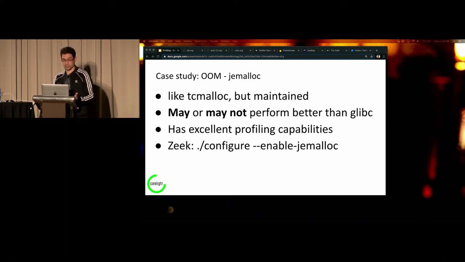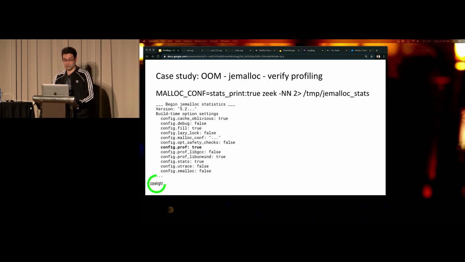So you build Bro or Zeek against it with enable jemalloc. You do need to validate that your jemalloc is built with profiling. I noticed it's very strange. Like, I think Ubuntu has it, but Debian doesn't, or CentOS, it definitely varies.